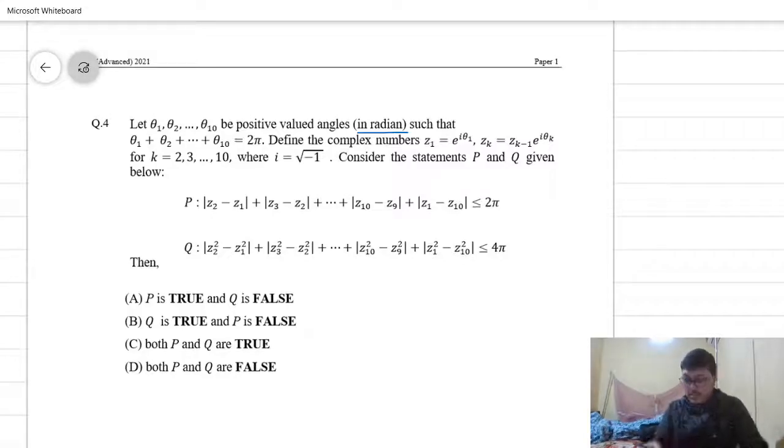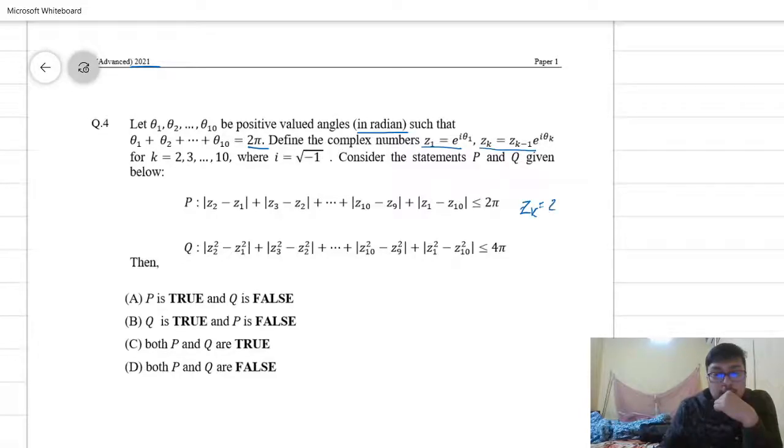This is the question of JEE Advanced 2021. In this question, we are given 10 values of theta, which are positive valued angles in radians, such that their sum is 2 pi. Then we define a complex number z1 equals e to the power iota theta 1, and zk equals zk minus 1 times e to the power iota theta k, where k is from 2 to 10.